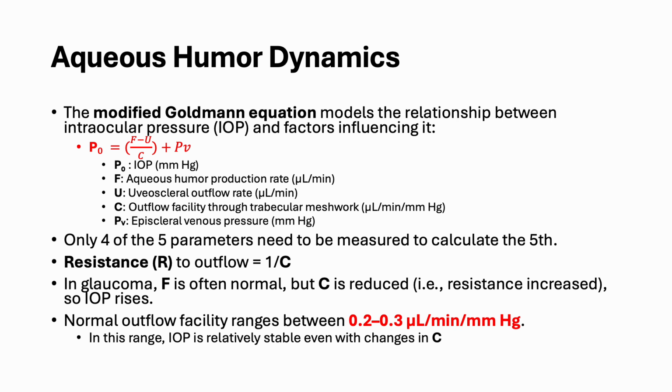In glaucoma, aqueous production, F, is often within normal limits, but outflow facility, C, is reduced, meaning resistance increases and IOP rises as a result. Normal outflow facility, C, typically ranges from 0.2 to 0.3 milliliters per minute millimeters Hg. Within this range, IOP remains relatively stable even with minor fluctuations in C.